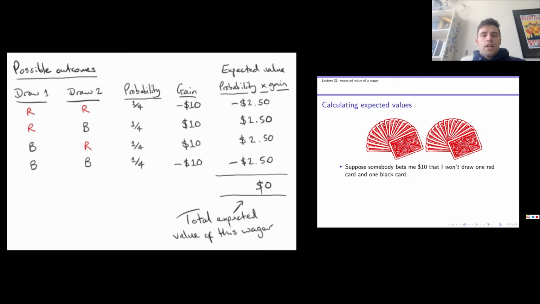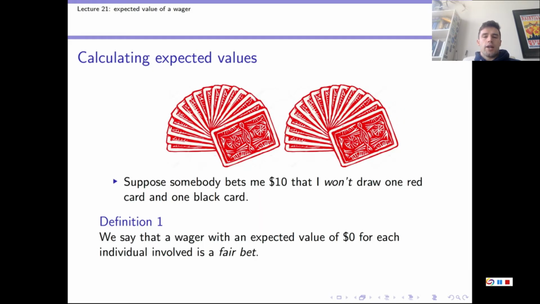This is a special type of wager which we'll make a definition for. We say that a wager with an expected value of $0 for each person involved in the wager is a fair bet. We calculated the expected value for ourselves, of course, not for the other person who we're betting against. But in this case, because we win what they lose, and they win what we lose, the expected value for the other person is also 0, so the bet is fair. There's a certain symmetry to this situation. We could check that, of course, by calculating their table too. It would look very similar, but not quite the same as the one we just constructed.